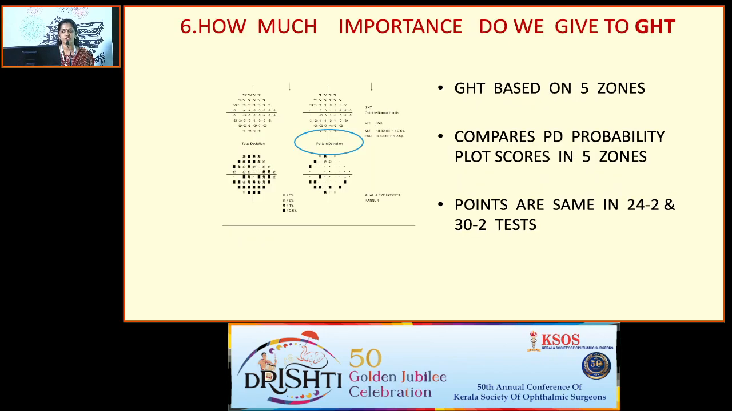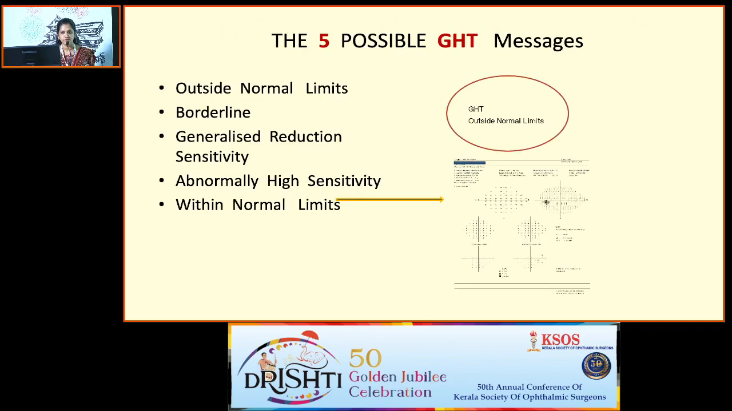And how much importance do I give to GHT? The glaucoma hemifield test is based on 5 zones, 5 points in the upper zone and the mirror images in the lower part of the field. So that is how it is compared. And remember that the points are the same in the 24-2 as well as the 30-2 test. So that doesn't make a difference.